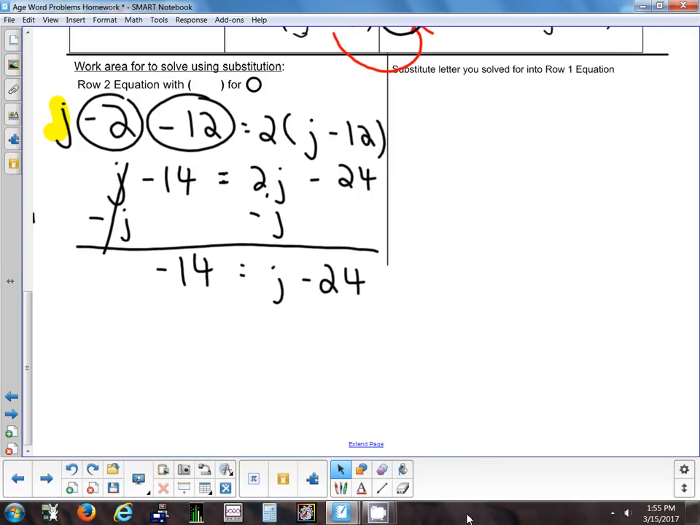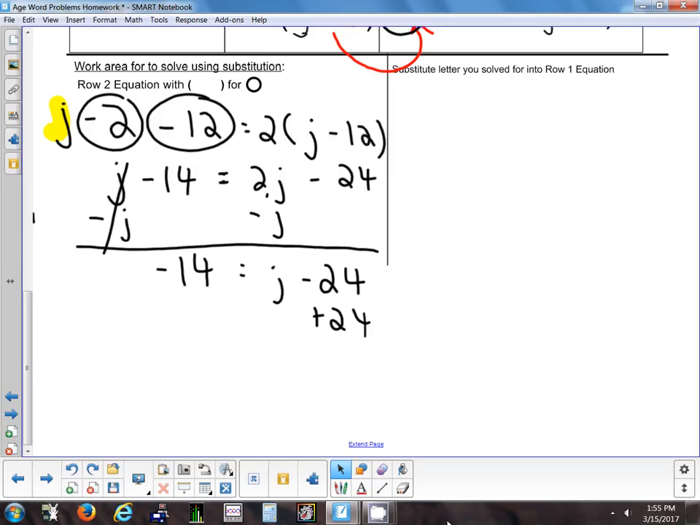I got one more step. Marissa, what do I do? At this point right now, I got negative 14 equals J minus 24. Think you know what to do? Add 24. Why did you add 24, Marissa? Yeah, when I get to this point, I want to isolate the variable. In this case, it's J.